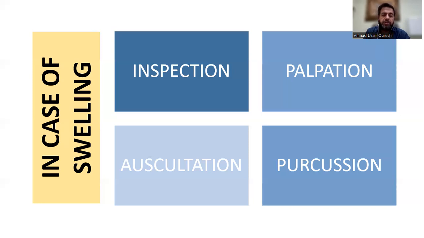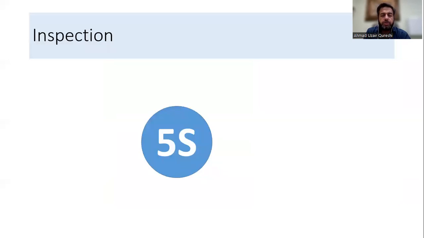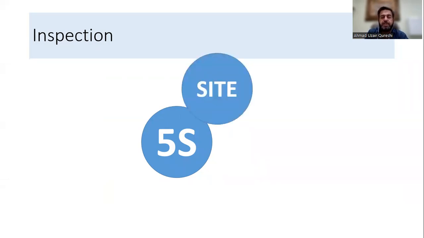In case of swelling, you need to complete all the steps: inspection, palpation, not auscultation really, and then percussion. So for the inspection part, what are the things you need to see for a lump that was there in any of those 10 areas? Specifically, first you need to see the site exactly. For example, this is the upper outer quadrant. Then you need to see the size.